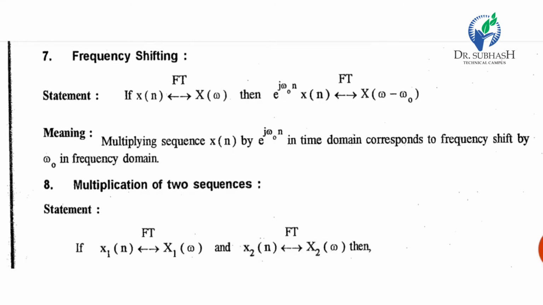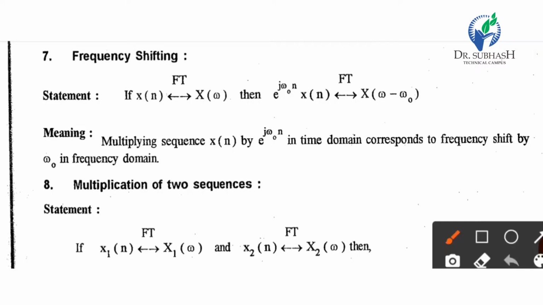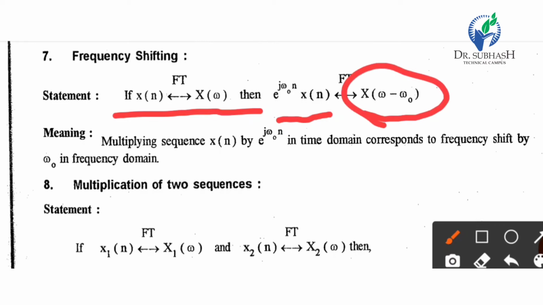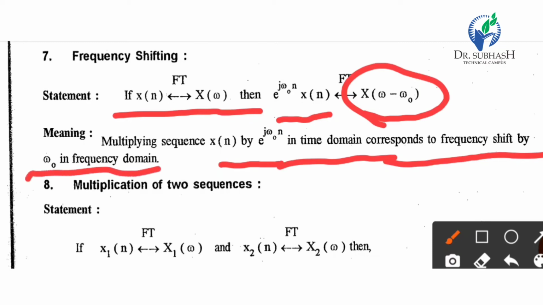The next property is frequency shifting. If x of n has Fourier transform x of omega, then e raised to j omega 0 n multiplied with x of n has Fourier transform x of omega minus omega 0. Multiplying the sequence x of n by e raised to j omega 0 n in the time domain corresponds to a frequency shift by omega 0 in the frequency domain.